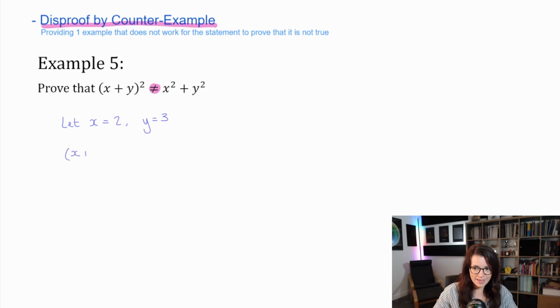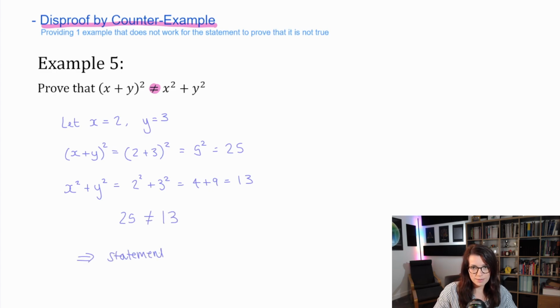If we sub that into each side, so x plus y all squared would be the same as 2 plus 3 all squared, 5 squared, 25. On the other side, x squared plus y squared would be 2 squared plus 3 squared, 4 plus 9, 13. And 25 is not equal to 13, therefore the statement is proved.